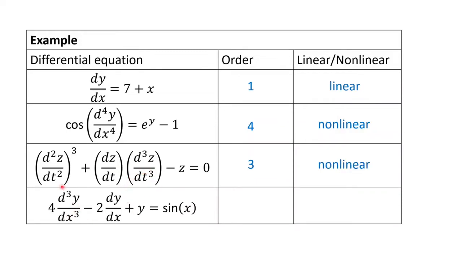As for the fourth one, 3 is the highest order derivative appearing, so the order is 3. And go and look at the structure again. This is a nice and linear structure. All the derivatives and y itself are nice and quote-unquote freestanding. So this is a very nice, pleasant-looking linear form.